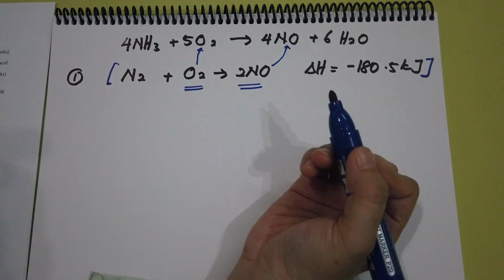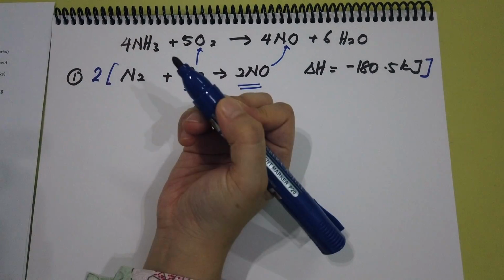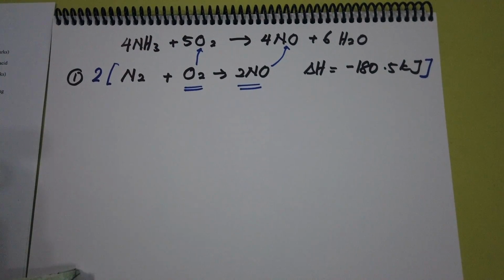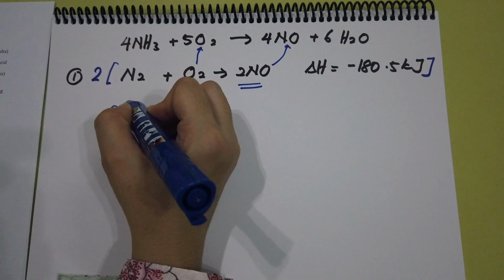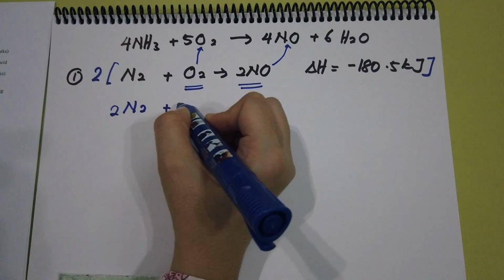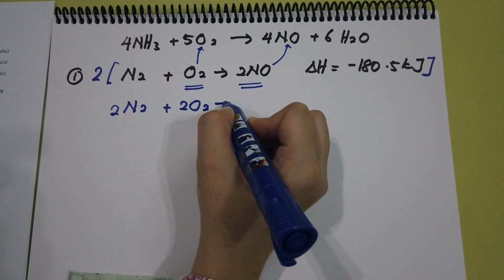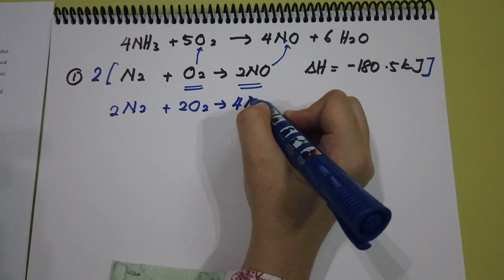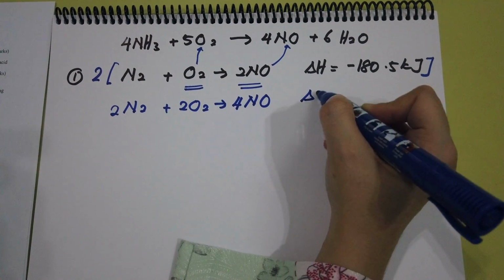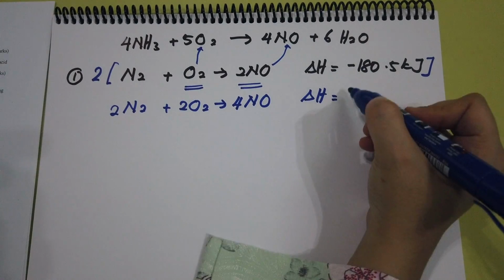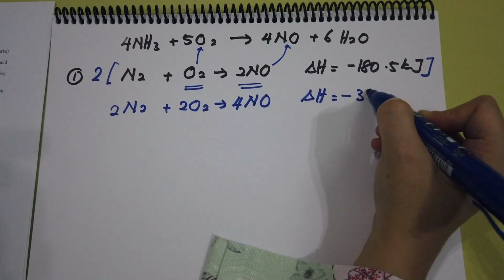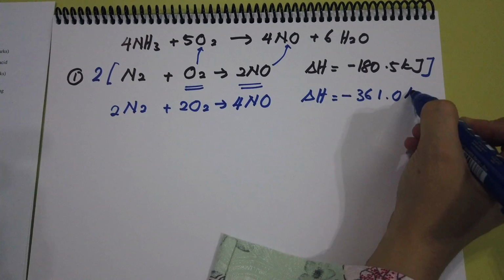So 2 times 2 equals 4, and 2 times 2 over here. You should get 2N2 plus 2O2 will produce 4NO, and your delta H will become negative 361.0 kilojoule.